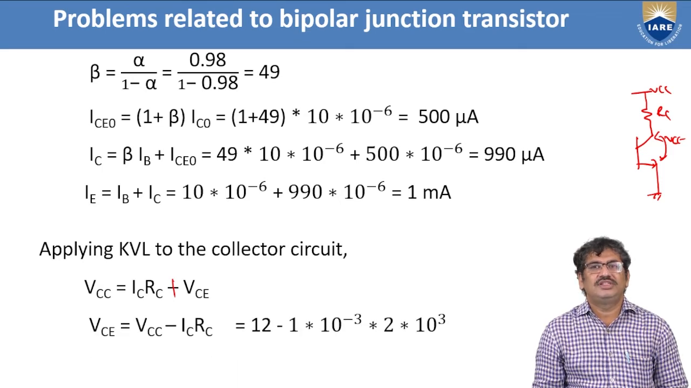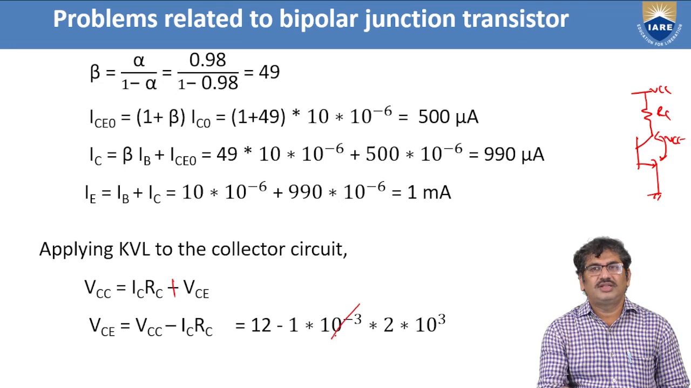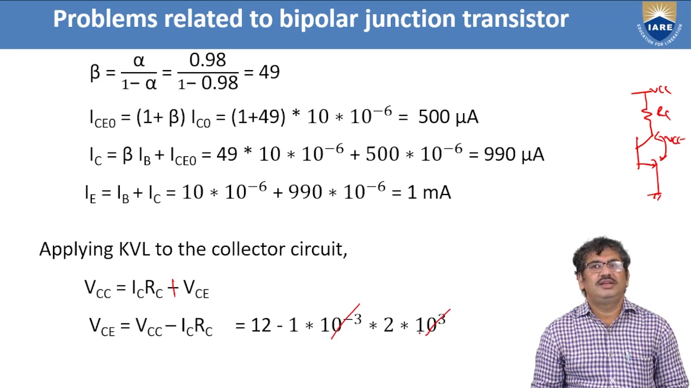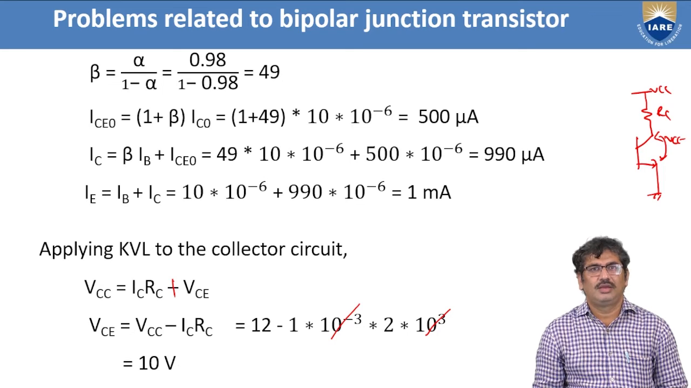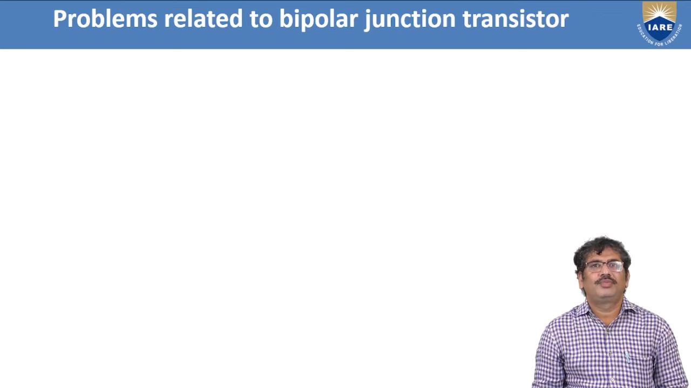Upon substituting VCC as 12 volts minus estimated IC as 1 milliampere, that is 1 into 10 power minus 3, and given RC is 2 kilo ohms, that is 2 into 10 power 3. Here 10 power minus 3 and 10 power 3 get cancelled, which will give us VCE is equivalent to 10 volts. We'll move to the next problem.